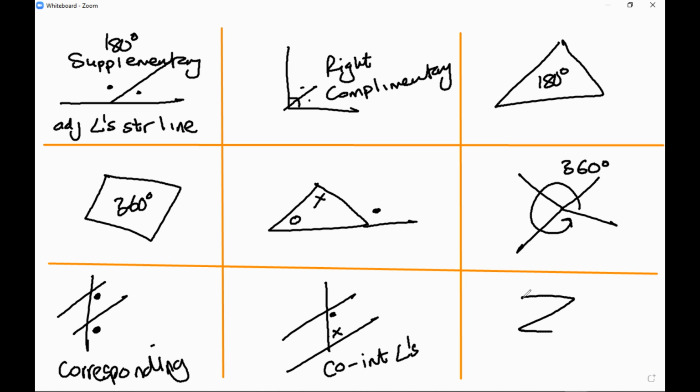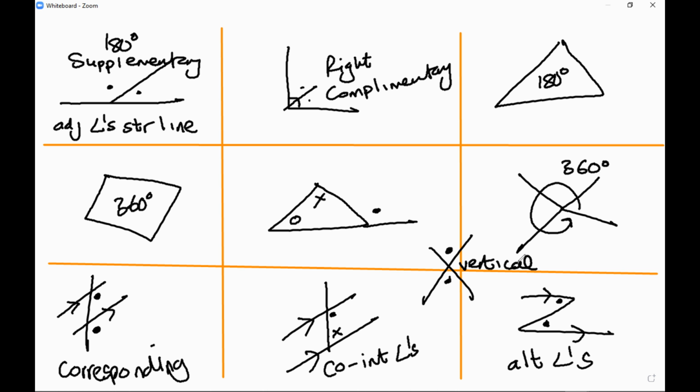And we also had the Z shape, which is alternate angles. But you need parallel lines for this, so I'm going to put these arrows in because it's important that they be parallel lines. And this was alternate angles. Co-interior, corresponding, alternate angles. And at some point we also did that, which is your vertically opposite angles as well. So you've got all of these ideas in a nutshell.